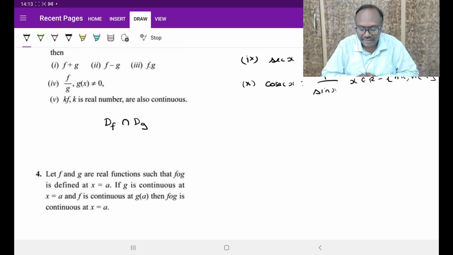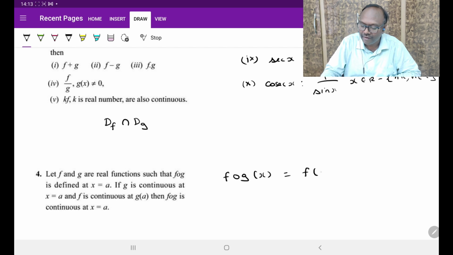Next, coming to point 4, let f and g be real functions such that f circle g is defined at x equal to a. If g is continuous at x equal to a, and f is continuous at g of a, then f circle g is continuous at x equal to a. So we have seen what a composite function is. f circle g of x is given by f of g of x. So this is said to be a composite function where g of x is the input to the function f.